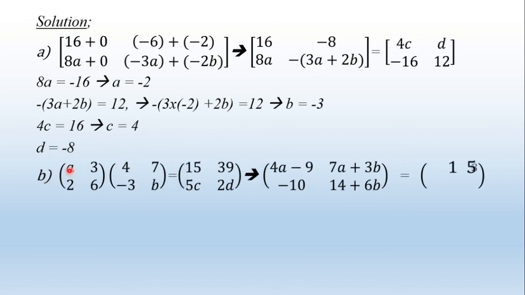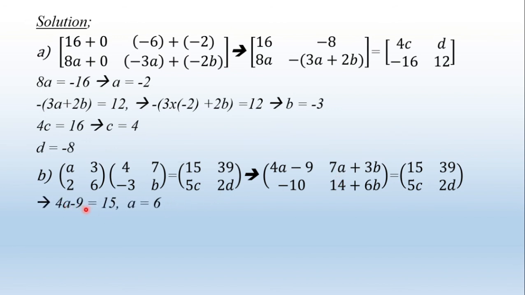Whereas question B: a 3, 2b times 4 minus 3, 7 6b is equal to 15 5c, 39 2d. This implies the product will be 4a minus 9 is equal to 15, 7a plus 3b is equal to 39, minus 10 is equal to 5c, 14 plus 6b is equal to 2d. The value of each comes from the product of these values.